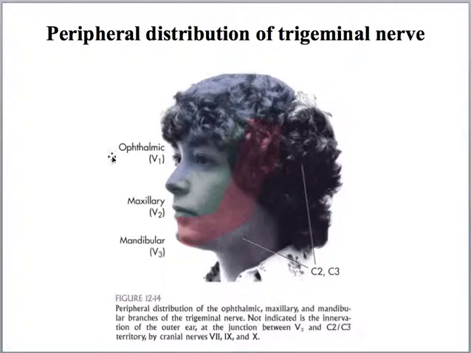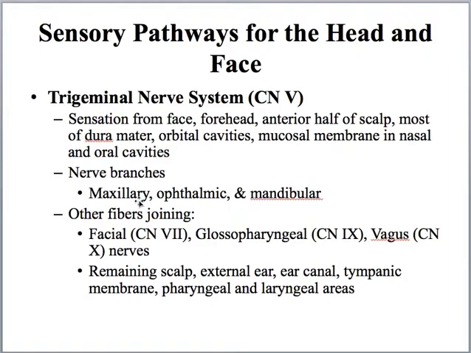And so the 3 branches coming off the trigeminal that convey the somatic sensory information are the ophthalmic, or V1, maxillary, and mandibular. And this just shows the area in which these branches are conveying somatosensory information. And so the sensory pathway for the head and face is sensations from, for example, the face, head, forehead, anterior part of the scalp, stuff like that. The nerve branches doing this are, again, the maxillary, ophthalmic, and mandibular.